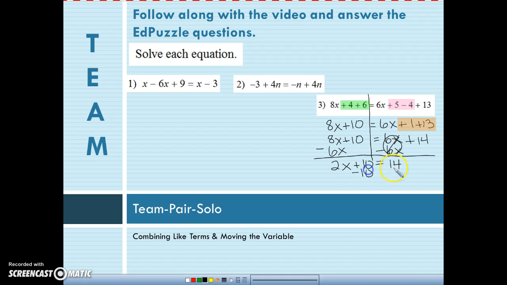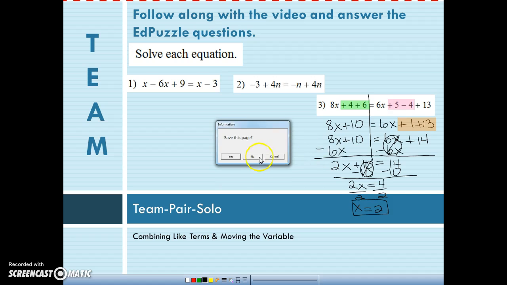Now I'm going to subtract 10 from both sides. That's the inverse operation of addition. 2x equals 4. Divide both sides by 2. x equals 2. Okay, excellent.